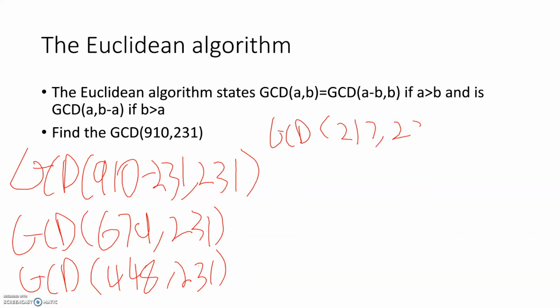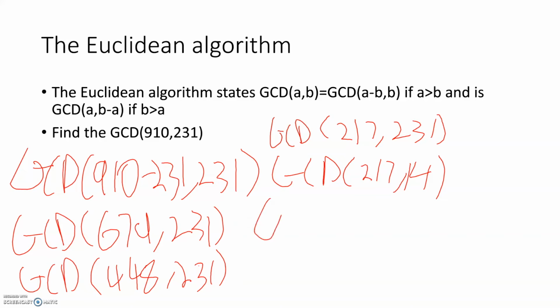217 and 231. Now that 217 is less than 231, we'll use our alternate Euclidean algorithm and we get the GCD of 217 and 14. So now if we keep on repeating it, we just get the GCD of 7 and 14, which is just 7. So the GCD of 910 and 231 is just 7.